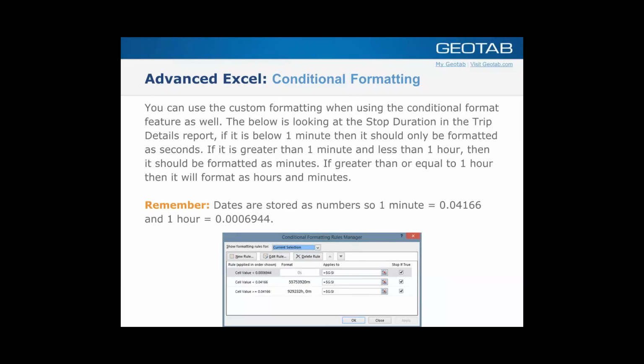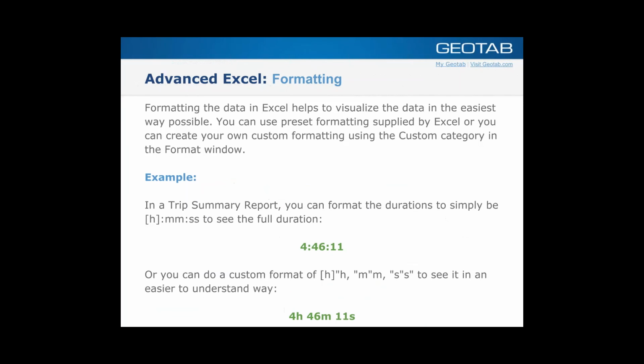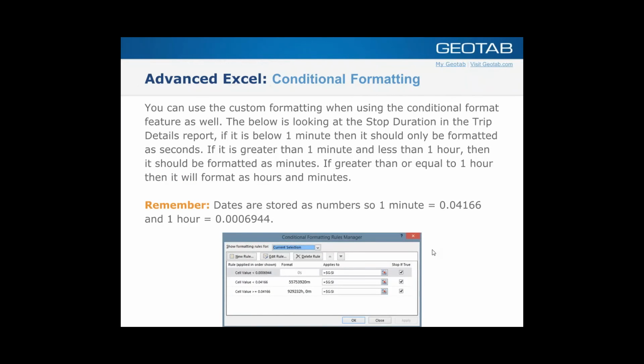Now let's look at some other ways that we can do conditional formatting. Below, we've got stop duration in the trip details report. If it's below 1 minute, then I want it to show only as seconds. Remember how we looked at that example a few slides back where we see 4H, 46M, and 11S? I want to say if the value of the cell is less than a minute, then I only want it to show just seconds. I don't want it to say 0H, 0M, and 46 seconds. I only want it to show just 46 seconds.